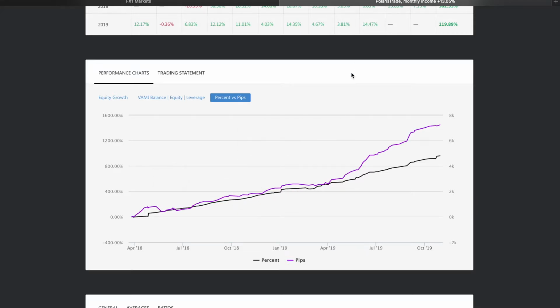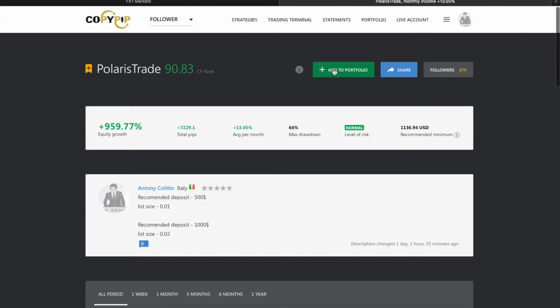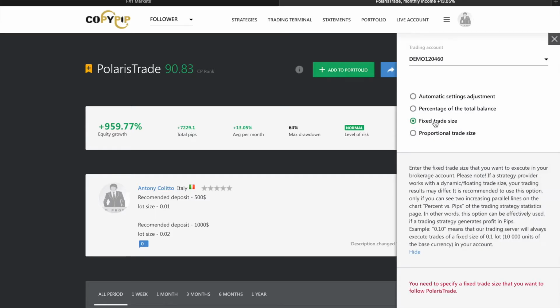So it's helping you to add this trader to your portfolio. Normally, fixed trade size, it's for the times that this has actually a graph which is parallel. You can actually read every detail here.